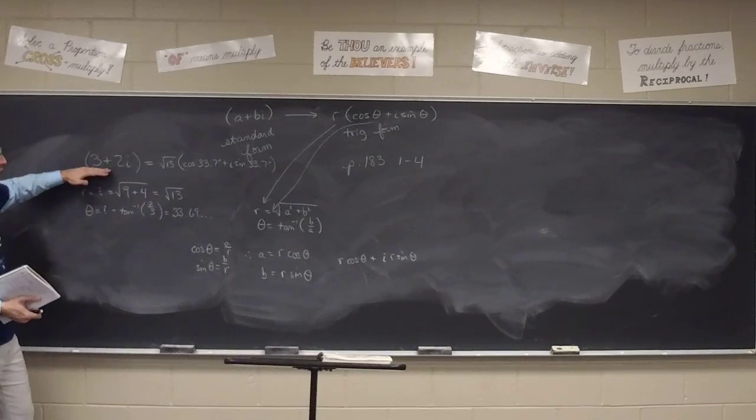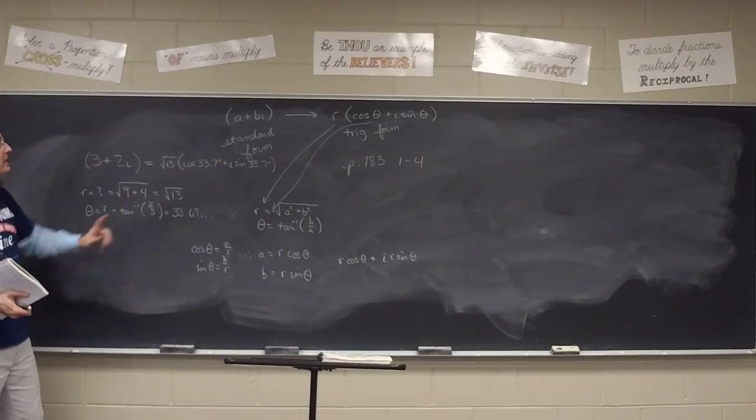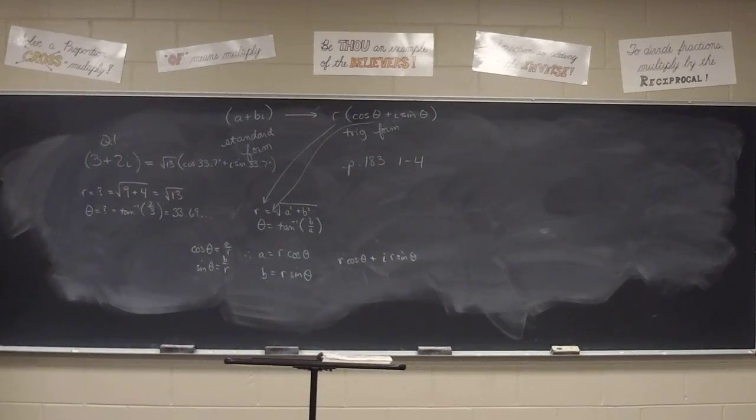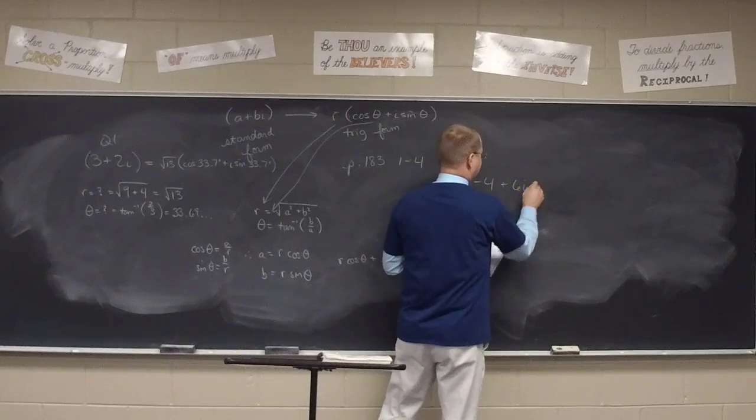So this is the standard form. That's the exact same value, but written in the trigonometric form. Now, that worked out great because this is in the first quadrant of the complex plane. But what if we have this number, -4 plus 6i?